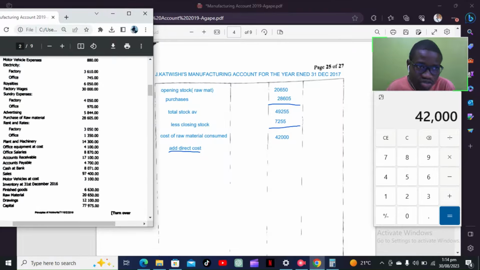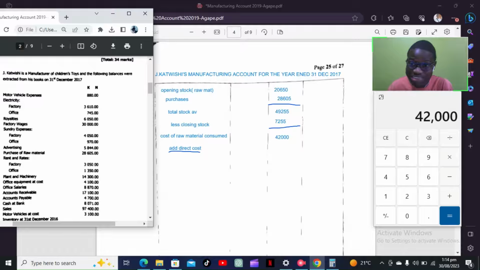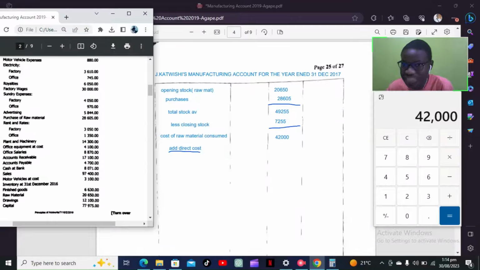Then looking for a direct cost, you start from the top so that you don't miss any. So our direct cost, electricity is not direct because here they've brought factory, but electricity is not direct. Then royalties, is royalties direct? Yes, royalties is actually direct. It can be linked to the direct manufacturing of this product. So royalties will be included.